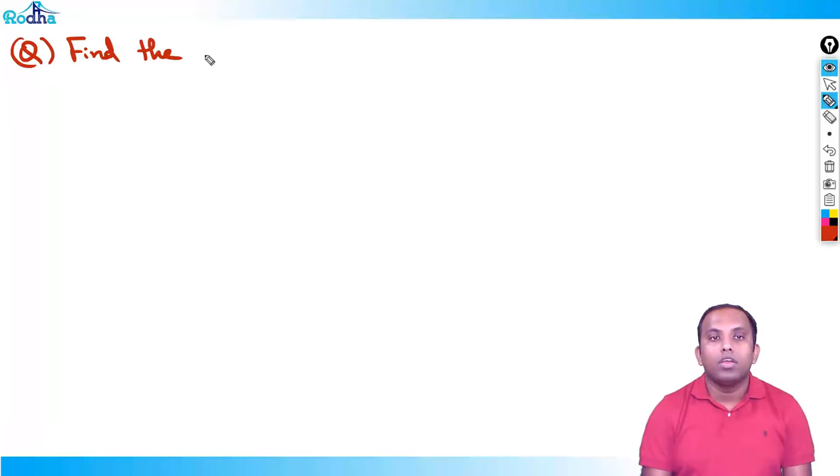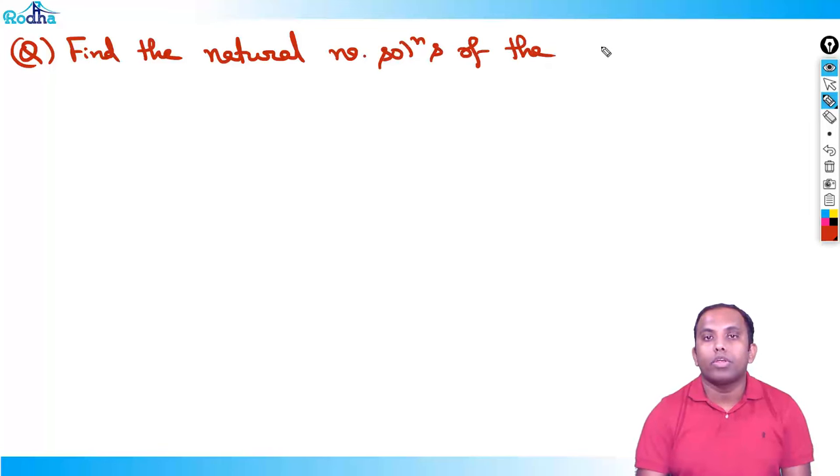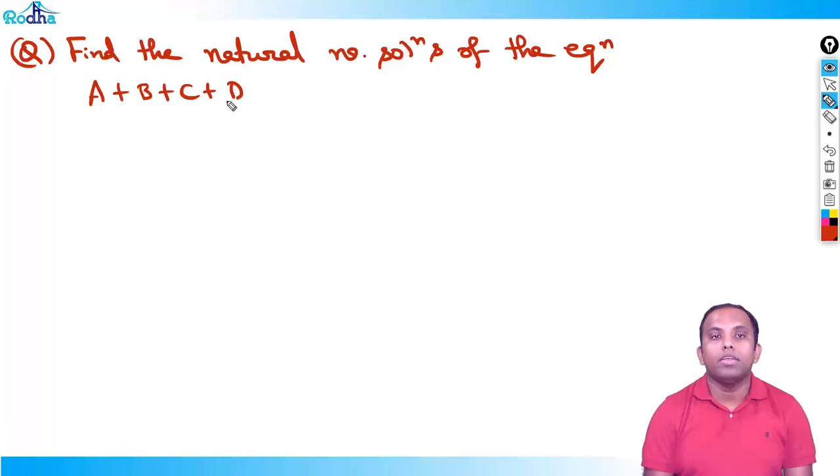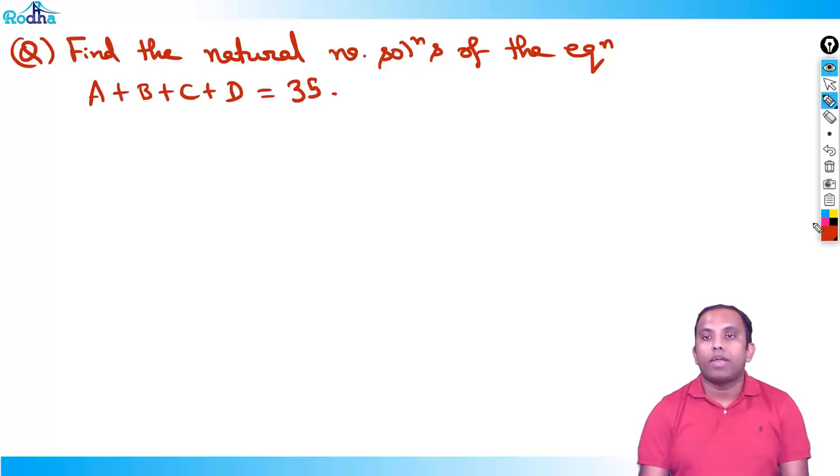Find the natural number solutions of the equation A plus B plus C plus D is equal to 35. Okay, so we need to find the natural number solutions of this equation now. Now see, natural number solution means what?